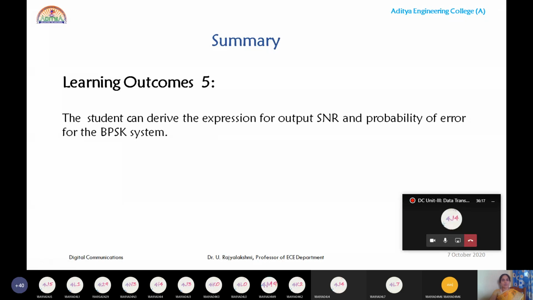Now this module has been completed. With this module, you should be able to derive the expression for output SNR and probability of error for the BPSK system. With this, we can conclude our module.